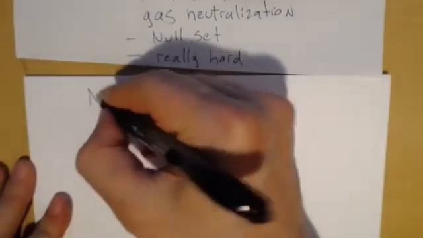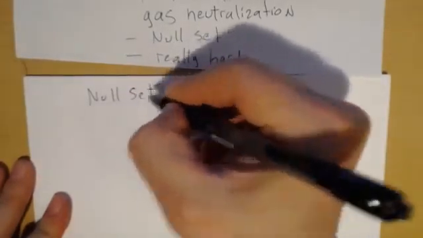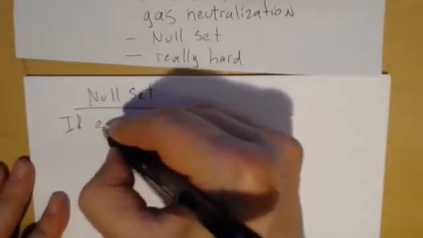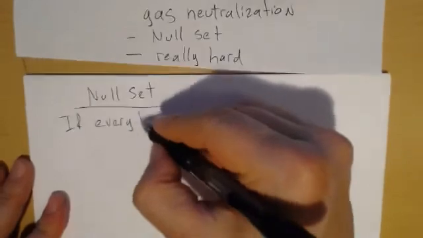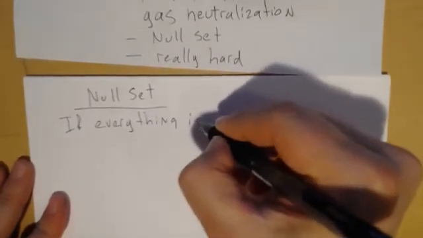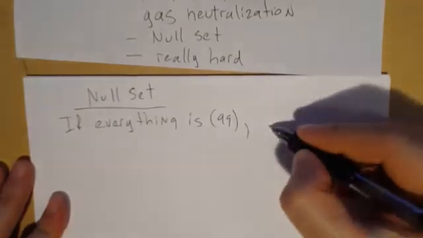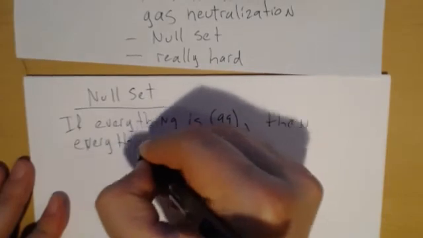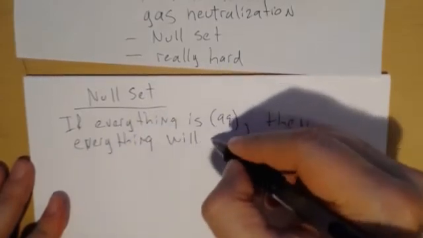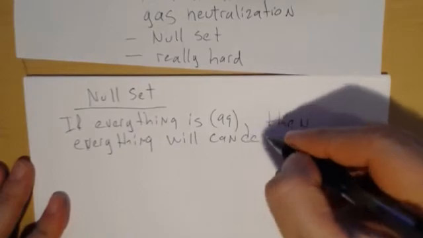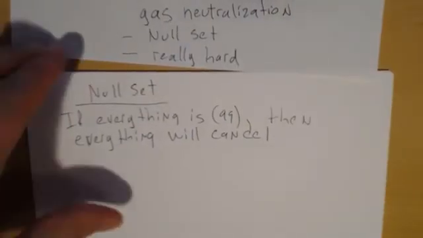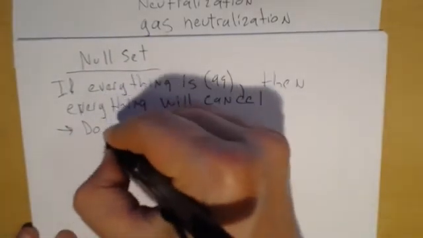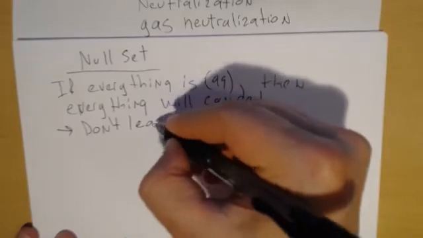Mr. Kant wants to do null set. And so my statement for null set is, if everything is aqueous, then everything will cancel. People were asking on the lab, do I just leave it blank? No, don't leave it blank. There's an answer we can give.